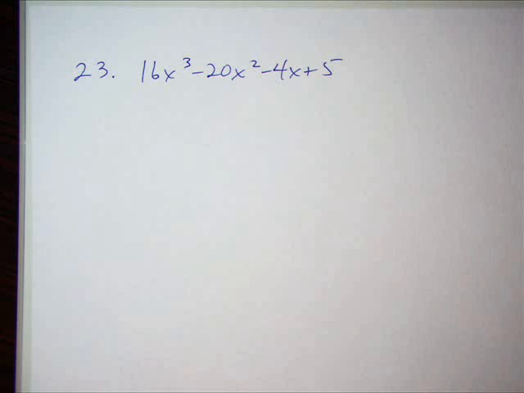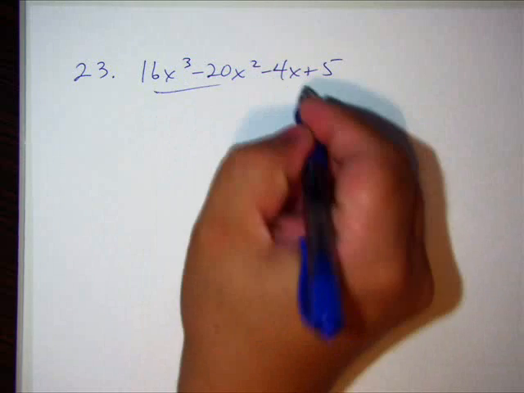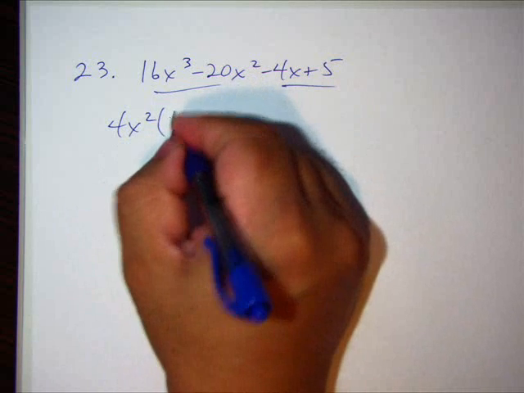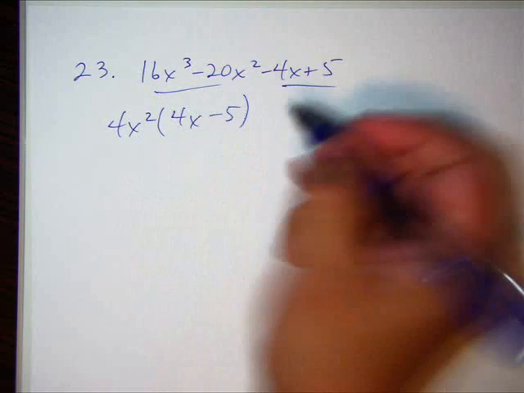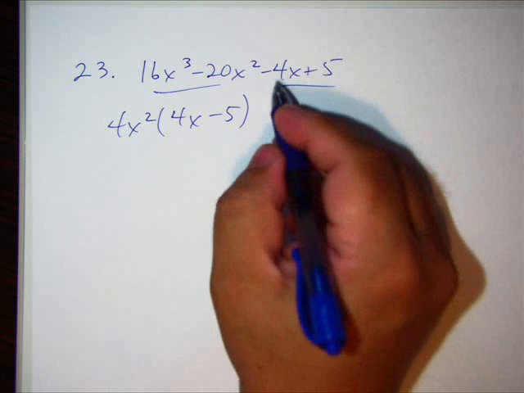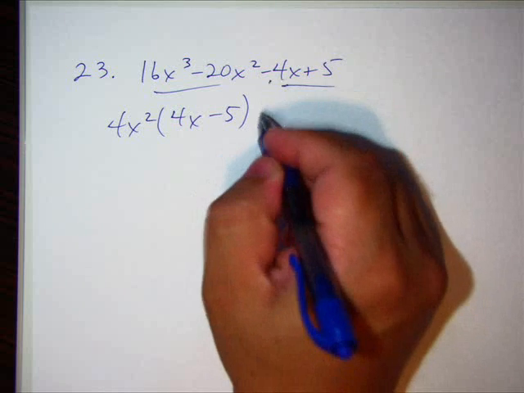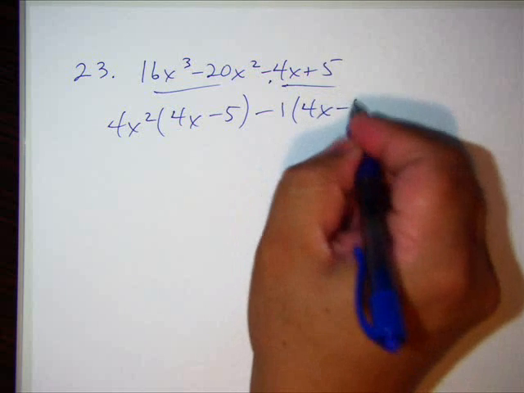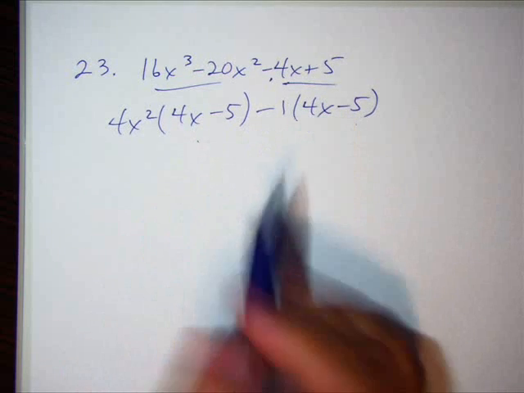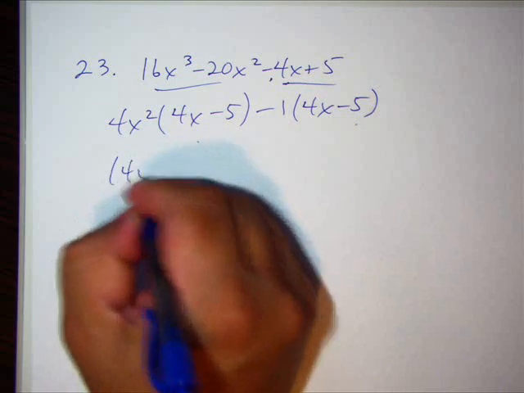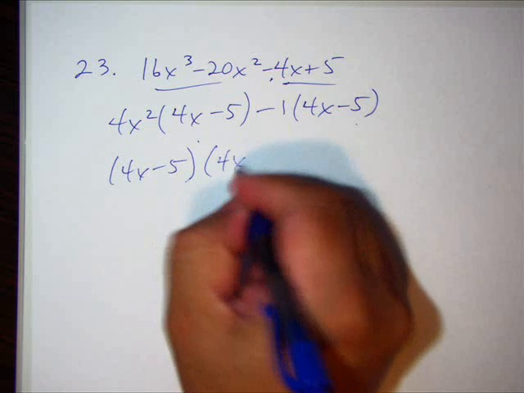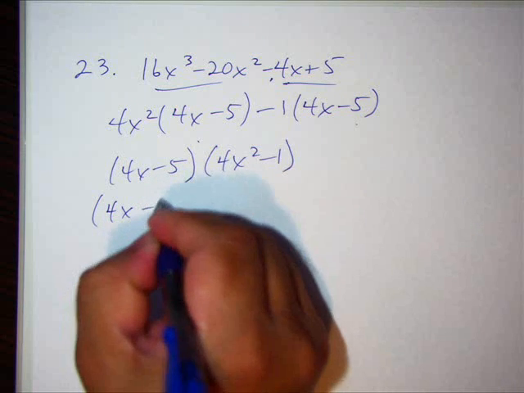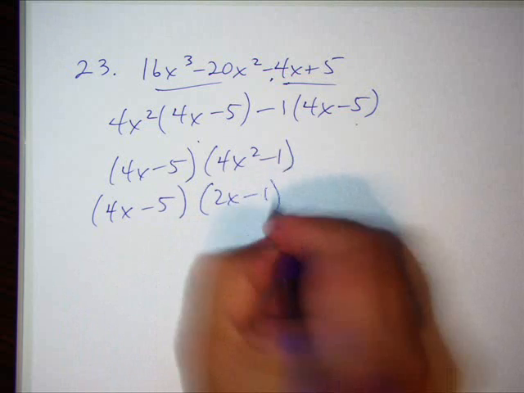Okay, here we go. Quadrinomial. Let's split it up into groups. Factor out a 4x squared. That'll give me 4x minus 5. Oops. Alright. Remember, if there is a negative in the third term, I always take it out. So it's like negative 1. That changes signs. That makes it 4x minus 5. There we go, 4x minus 4. Take out the 4x minus 5, and I get 4x squared minus 1 left over. 4x squared minus 1 is a difference of two squares. So it's 2x minus 1, 2x plus 1.